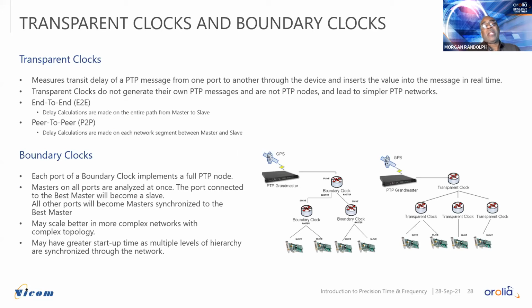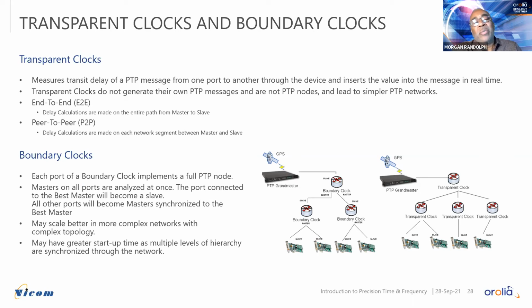So what is a transparent clock? The transparent clock measures transit delays of a PTP message from one port to another port through the device and inserts the value into the message in real time. That's a mouthful, but essentially, as it's going through the device, it sees what that delay is, and it inserts it into the packet. So when it goes to the next one, it'll insert the next hop's delay, and it'll continue to do that till it reaches its end destination.